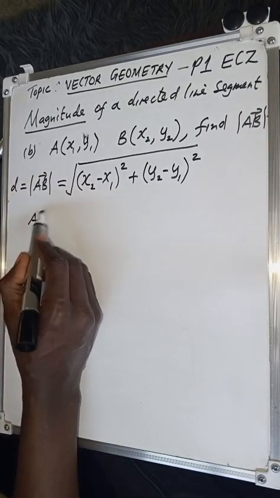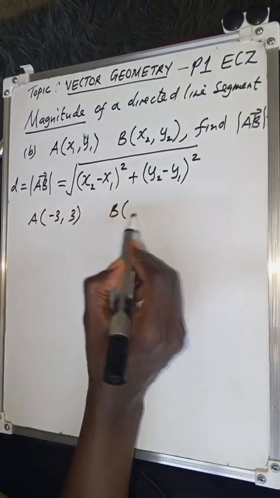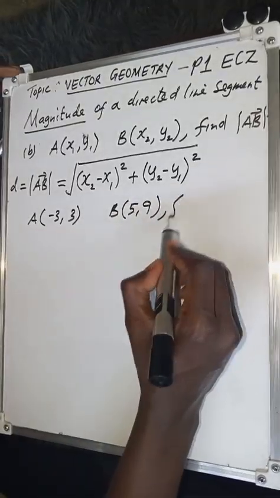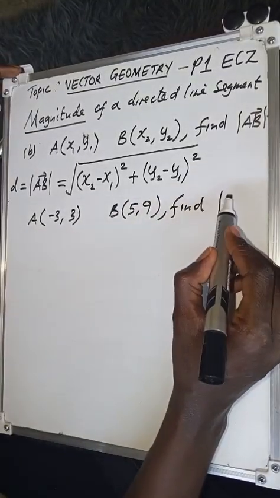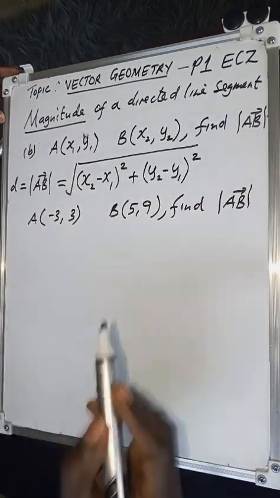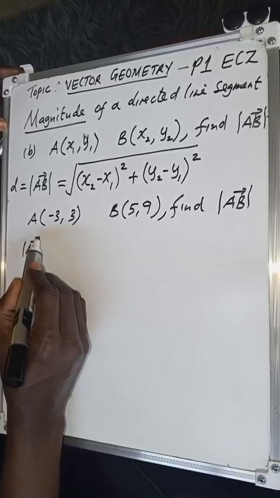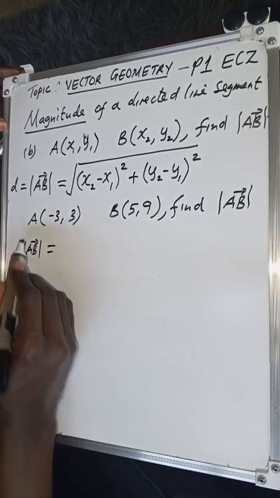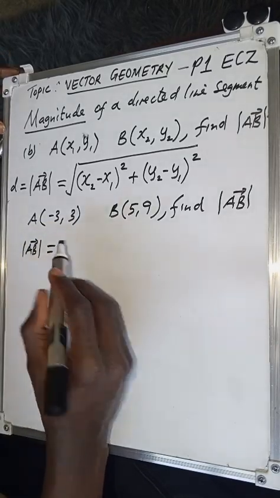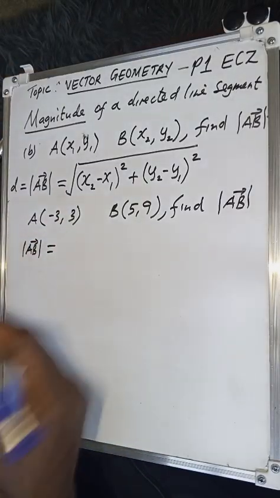Imagine that they have given you the point A. Let's say it is negative 3, 3, and let's say they have given you the point B, which is maybe 5, 9, and they simply tell you to find the magnitude of the vector AB. So how can you go about that? Well, it's very simple. You can say the magnitude, remember, represented by the modulus, the vertical lines that you are seeing on either side of the vector, is going to be equal to, so we apply that formula.